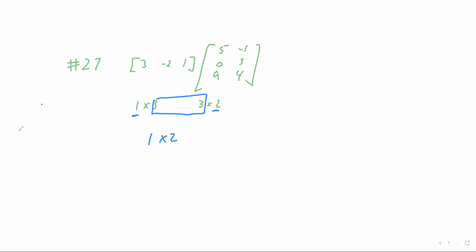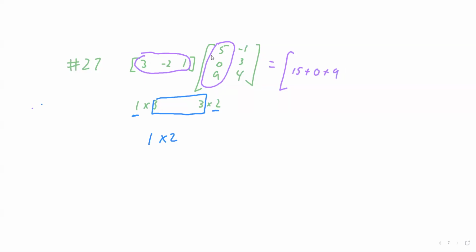All right, so now that we know we can do it and we know what our answer will be, remember it's going to be row times column. So in this case, I do 3 times 5, which is 15. Again, I'm supposed to have one row with 2 columns, so this is going to be 15, plus -2 times 0, which is 0, plus 1 times 9, which is 9. That would give me my first element.